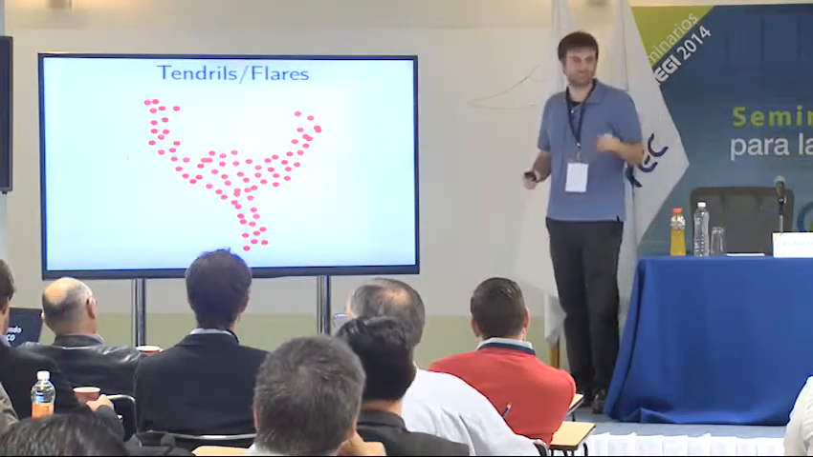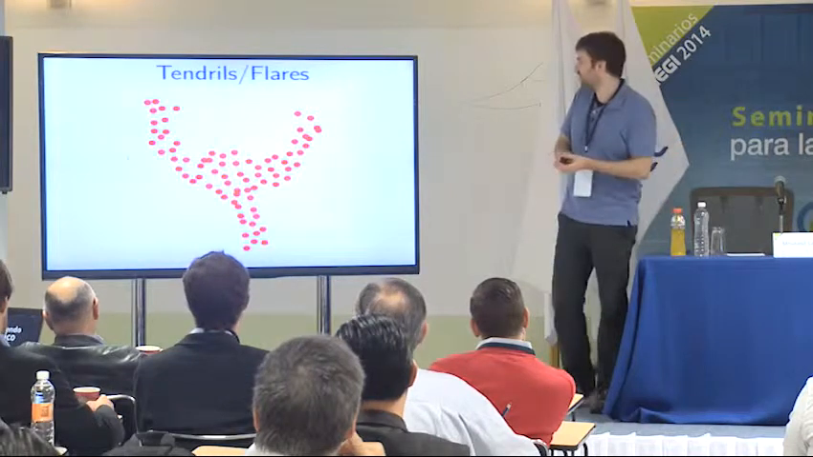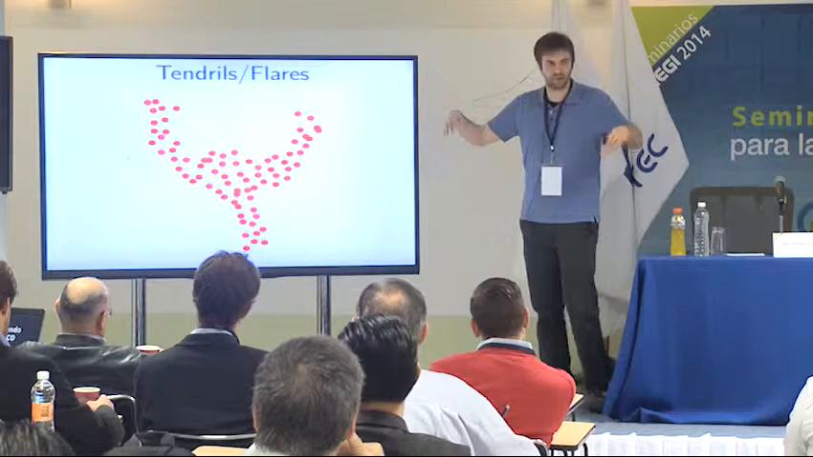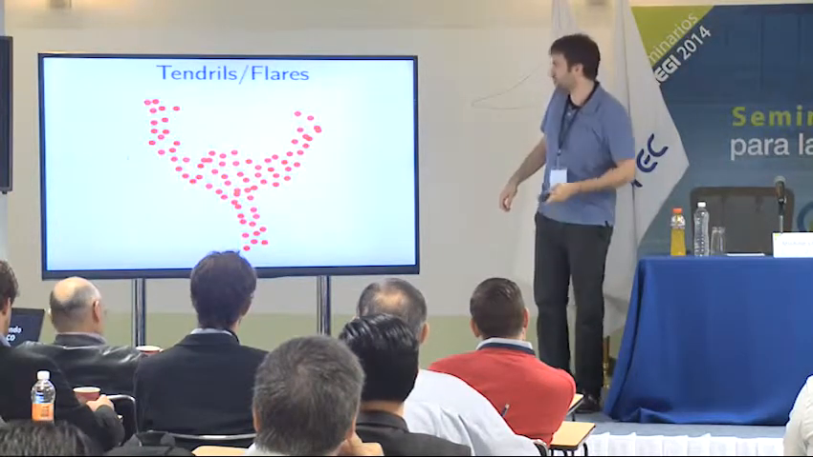Third, we're interested in tendrils or flares in data, as depicted here. So here I have a data set with a central core and 3 tendrils emanating out from this central core.